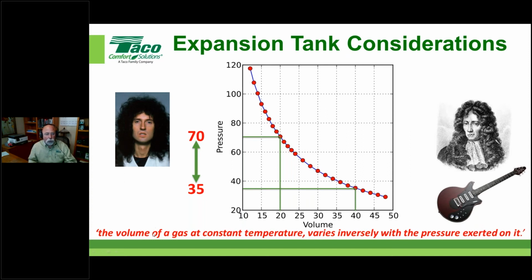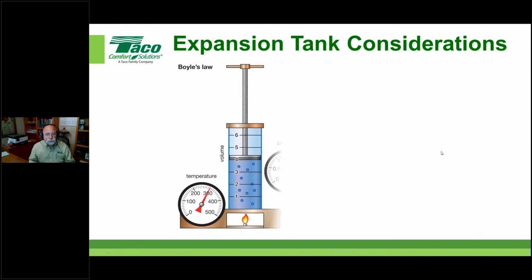Robert Boyle and Boyle's law. The volume of gas at a constant temperature varies inversely with the pressure exerted on it. Here's a couple more pictures to drive that home, this whole thing about Boyle's law, right? So this looks like fluid with bubbles in it. It's not. It's a gas. Let's just call it air, okay?